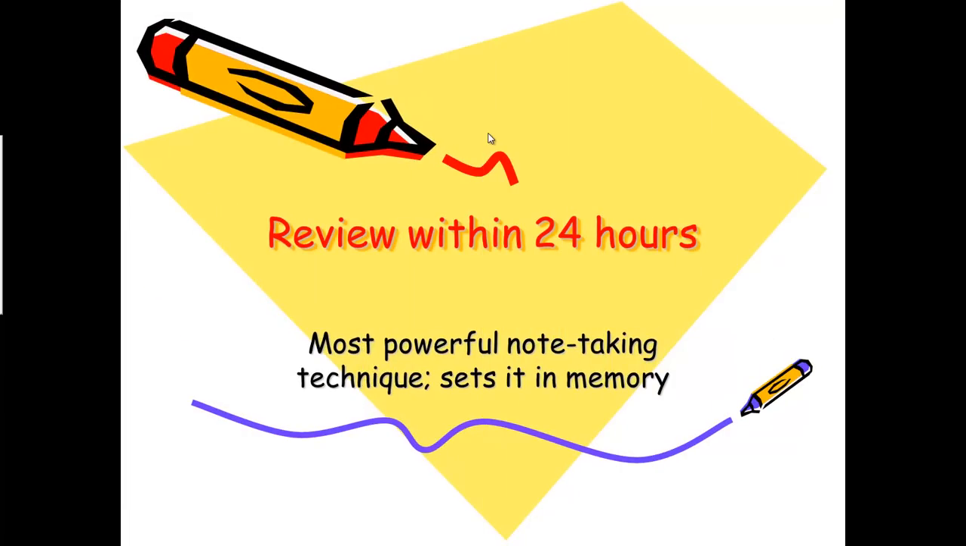Then, of course, which is another thing that is very important, is to review within 24 hours. It's the most powerful note-taking technique and sets that information in your memory. So review your information, rewrite your notes if you have to, at least within 24 hours. I used to try to do mine that night. If I was at school, in grad school or at undergraduate, when I'd get back from class, I'd start putting my notes down in another notebook, and I'd review them so that I could help that information stay fresh in my mind.